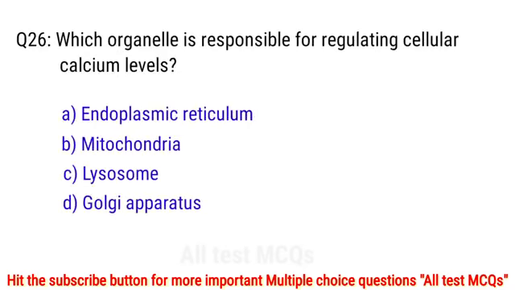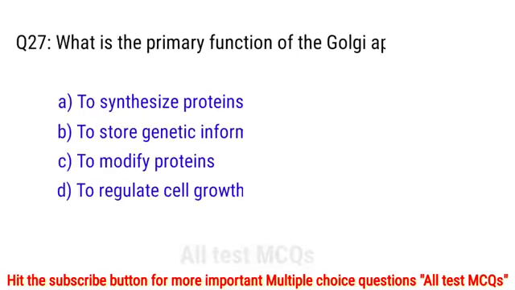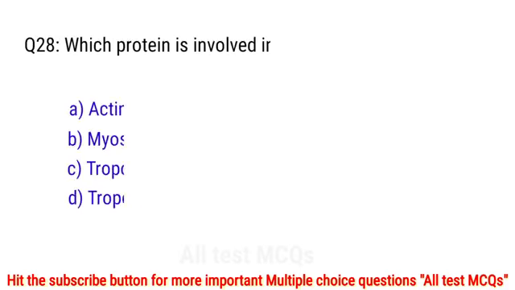Question number 26. Which organelle is responsible for regulating cellular calcium levels? The right answer is option A. Endoplasmic reticulum. Question number 27. What is the primary function of the Golgi apparatus? The right answer is option C. To modify proteins.